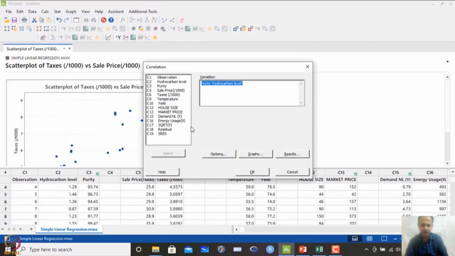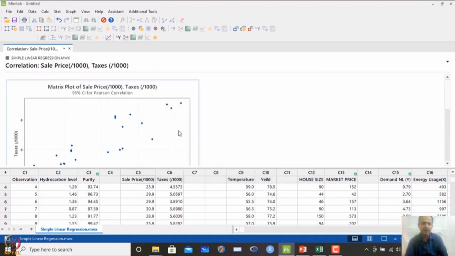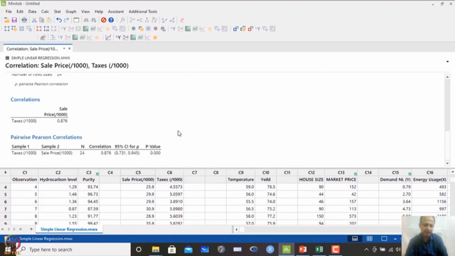And I can go to correlation and check sales price and taxes over here, and I click OK. What I see is that the p value is significant, and 0.876 is approximately the correlation coefficient that we are getting. This is positive, that means there is a positive relationship between sales and tax. That is the relationship that we have.